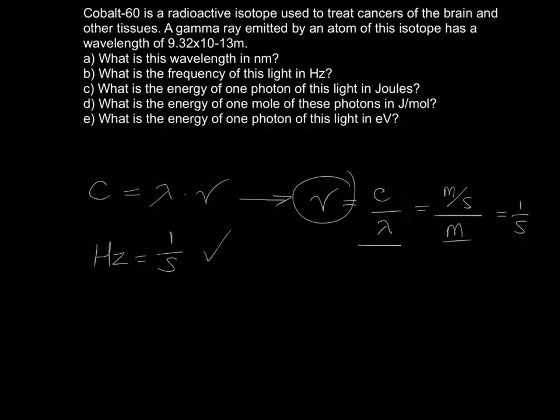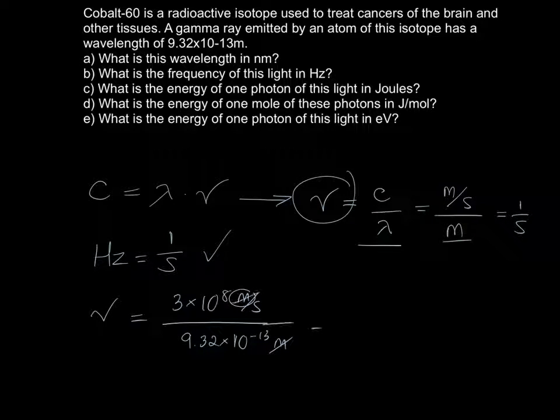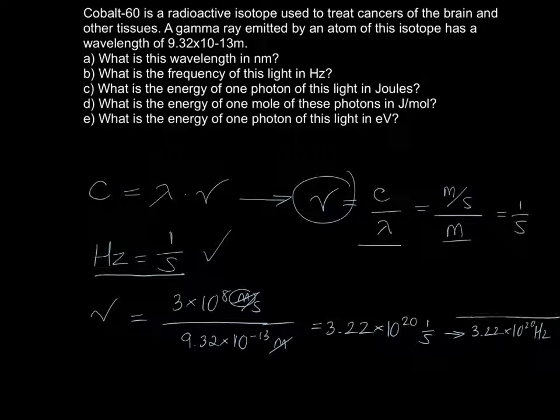So anyway, let's substitute in the equation and see what happens. We have the frequency is equal to the speed of light, 3 times 10 to the 8th meters per second, divided by the wavelength, which we actually solved in nanometers. But since we have meters up here, we can just use the meters, and it'll cancel it out. It'll be a lot cleaner. So 9.32 times 10 to the negative 13 meters. Meters will cancel out, and then our answer will be 3.22 times 10 to the 20th, 1 over seconds. And I mentioned up here that a hertz is 1 over second. So this is the same as 3.22 times 10 to the 20th hertz. That's going to be our answer for part B.